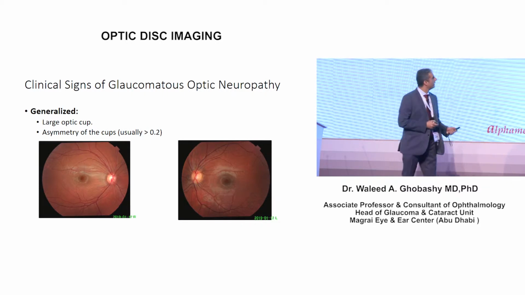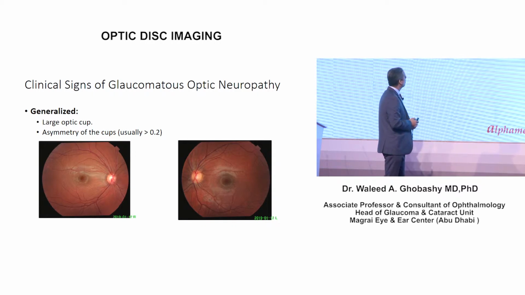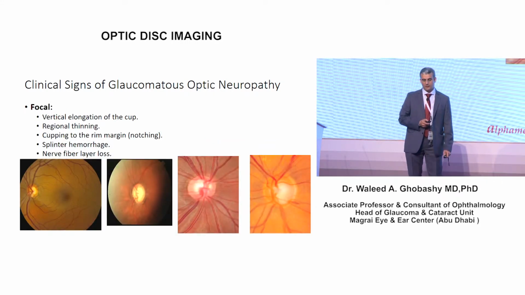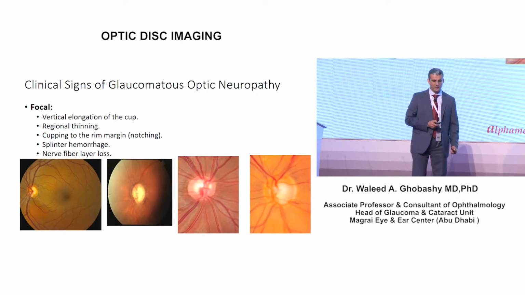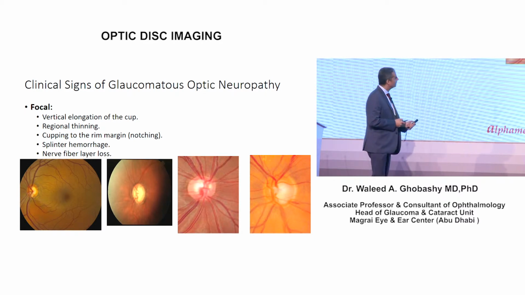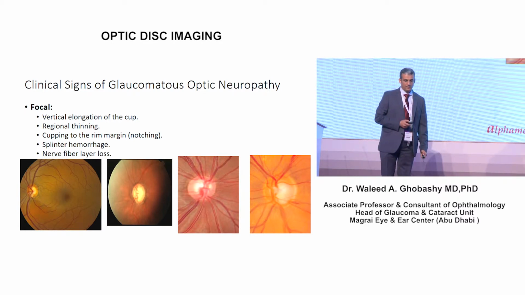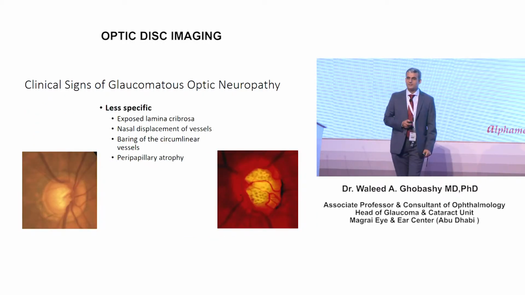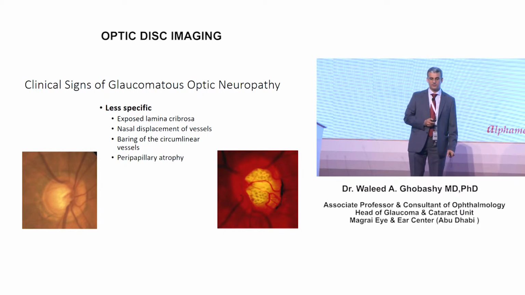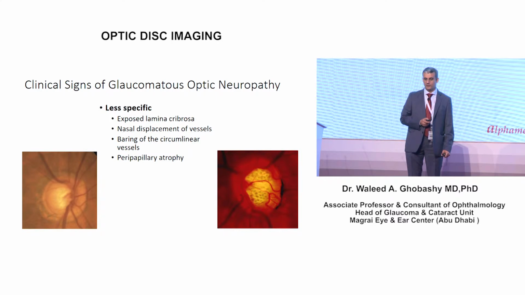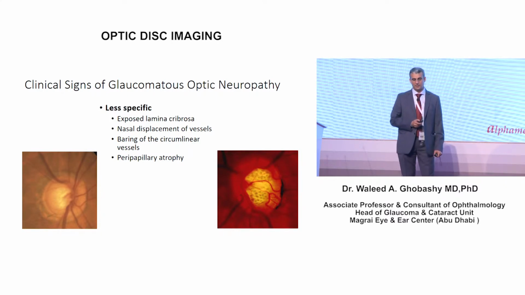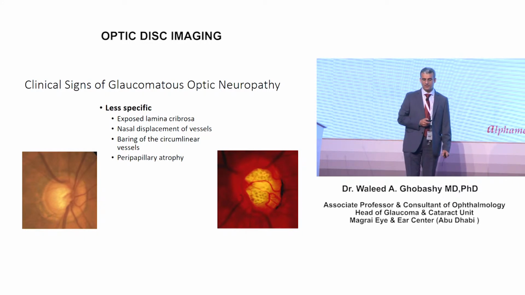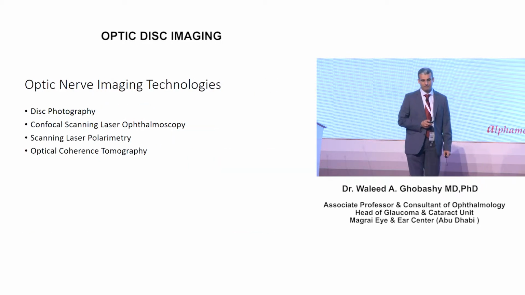Here we look for a difference of more than 0.2 in the cup-disc ratio, and this is one of the generalized features. The more focal and more specific signs are vertical elongation of the cup, splinter hemorrhages, and loss of nerve fiber layer. Less specific changes could be attributed to other defects or pathology like myopia, including the exposed lamina cribrosa, the nasal displacement of the vessels, what's called nasal shift, the baring of the circumlinear vessels, and also peripapillary atrophy.